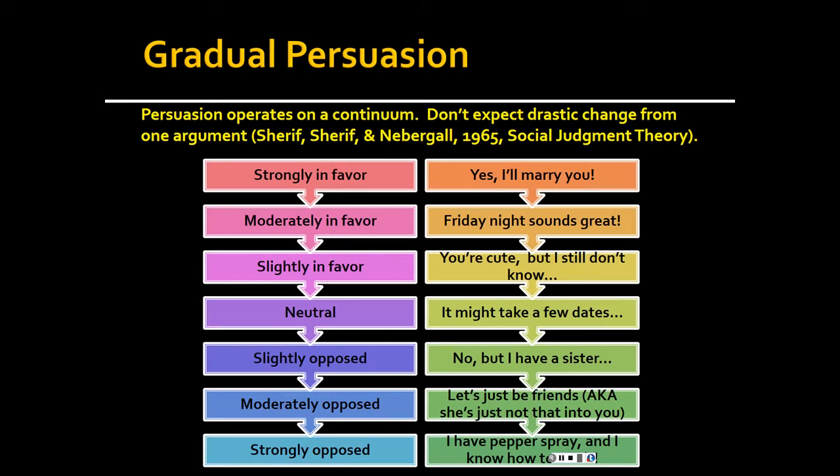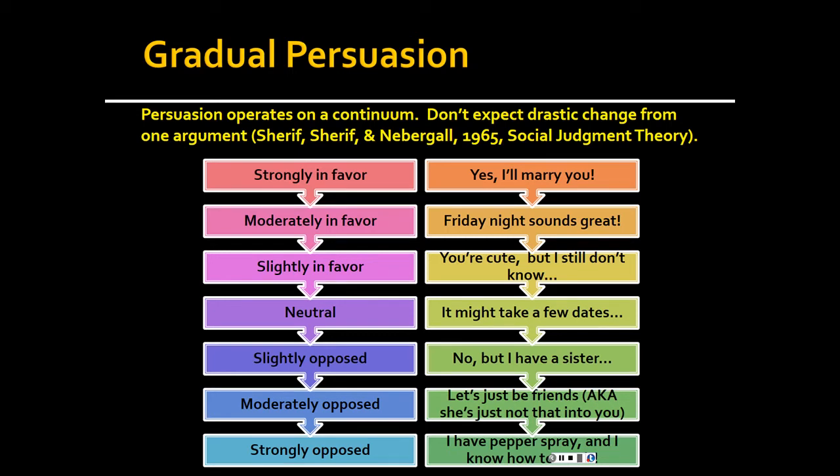But maybe I try to be charming. I try to win her over. What social judgment theory says is everyone has that anchor position, so let's say she's slightly opposed. If she is slightly opposed, she also probably has what they call a latitude of acceptance. A latitude of acceptance is everywhere else on the continuum that she might be willing to go if she's listening to my persuasion. So she's slightly opposed right now.